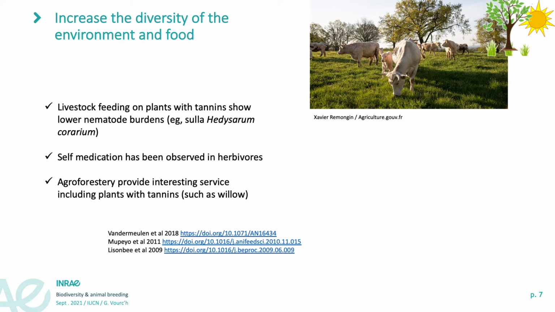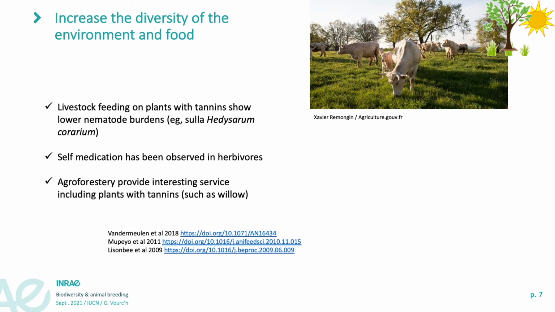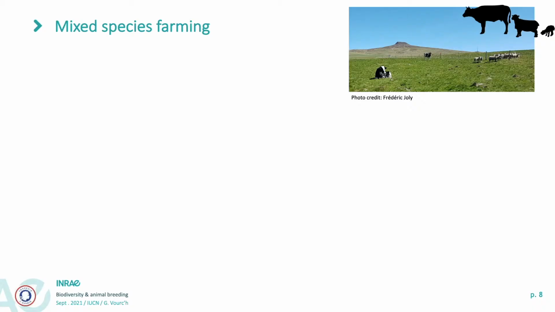And such a situation where you increase biodiversity of the environment is agroforestry, which is more and more studied now, and which leads to interesting ecosystem services, including plants with high tannin. The second illustration is the idea to mix the species on a farm.